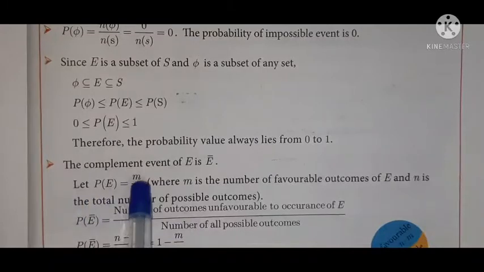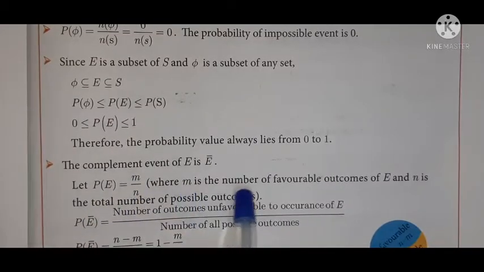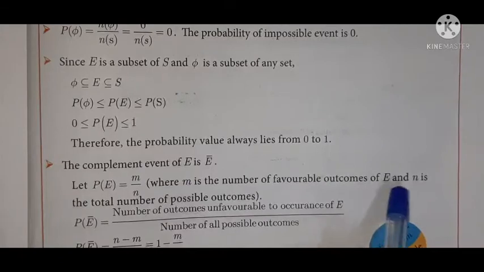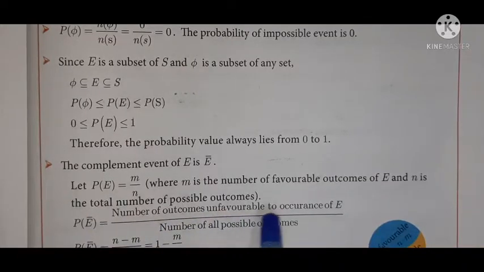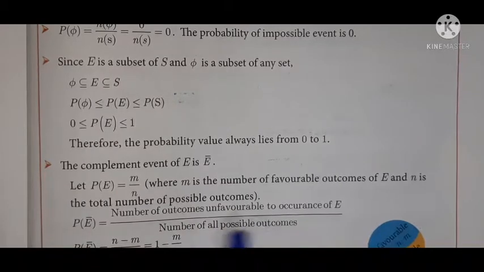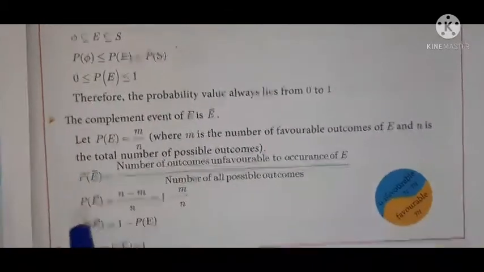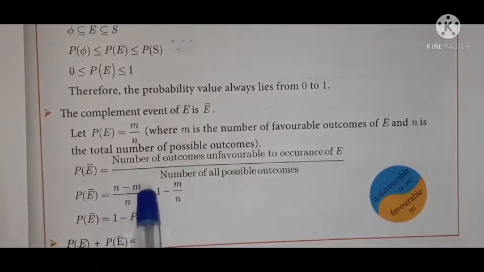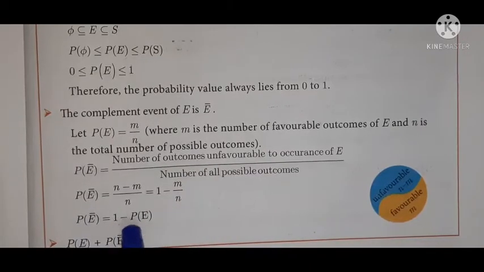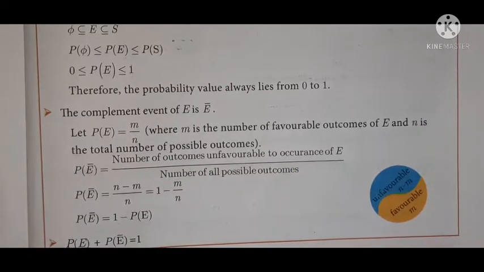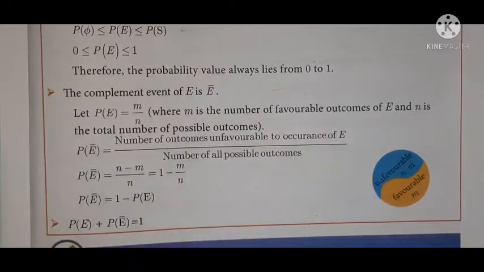Let P of E is equal to M by N, where M is the number of favorable outcomes of E and N is the total number of possible outcomes. P of E dash is the number of outcomes unfavorable to the occurrence of E by the number of all possible outcomes. P of E dash is equal to N minus M by N, that is equal to 1 minus M by N. So, P of E dash is 1 minus P of E. P of E plus P of E dash is 1.